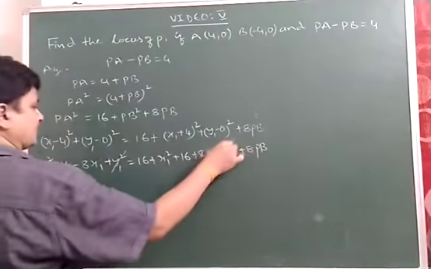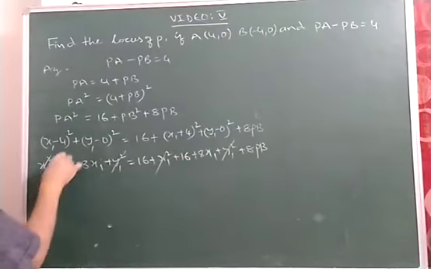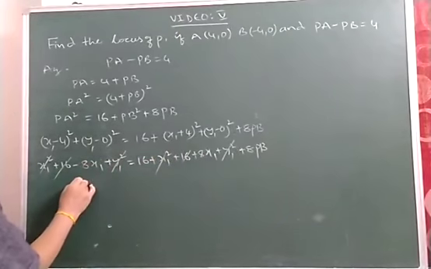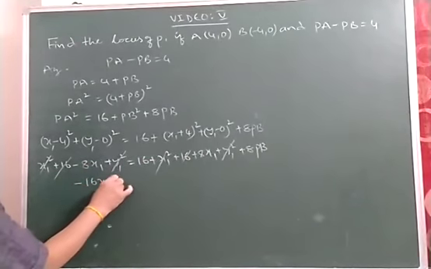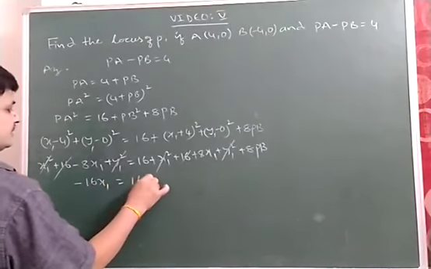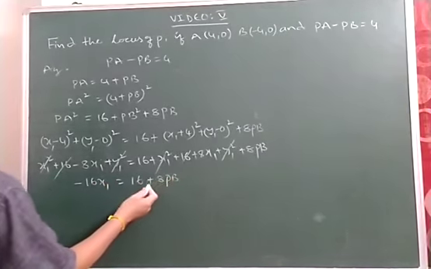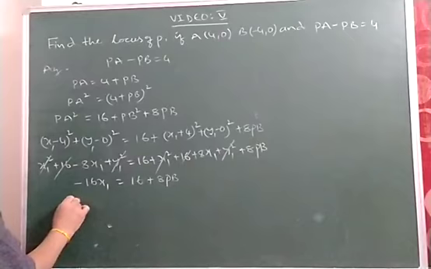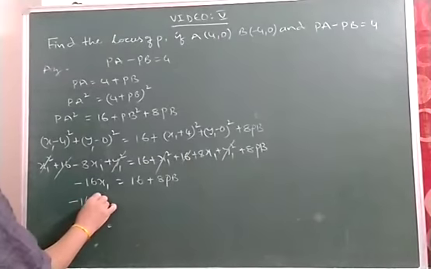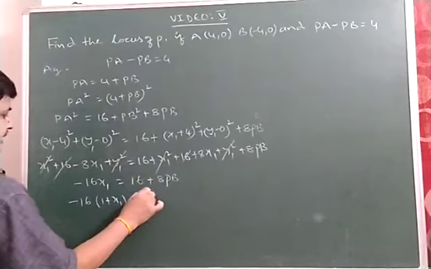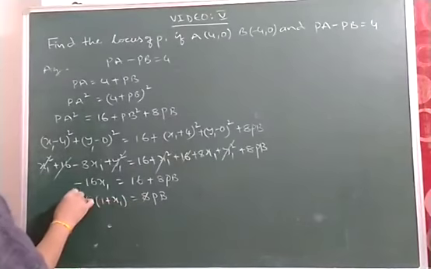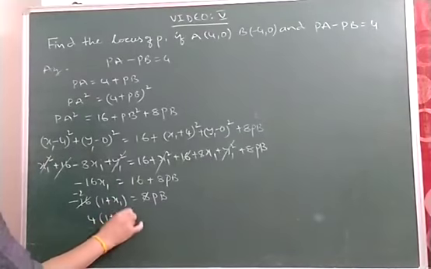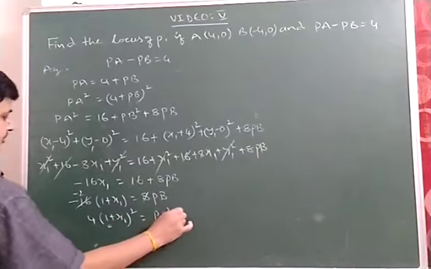Now cancel y1 square on both sides and x1 square also on both sides. 16 is cancelled. Minus 8x1 is taken into this side. Minus 16x1 is equal to 16 plus 8 PB. So that's why we take 16 on this side and minus 16 is common. 1 plus x1 is equal to minus 2 times PB. Now squaring on both sides, 4 into 1 plus x1 whole square is equal to PB square.